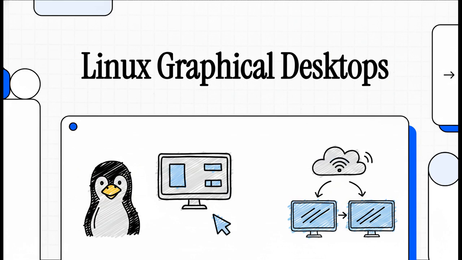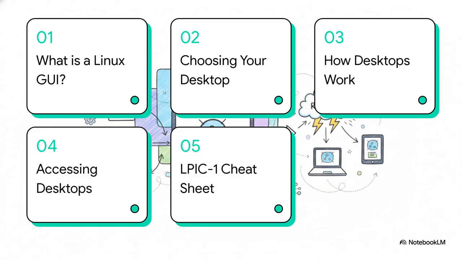So today, we are going to decode the entire Linux graphical stack, from the shiny desktop you see all the way to the remote protocols you'll be using out in the field. So here's our game plan. First, we'll nail down what a GUI even is. Then, we're going to look at the big players, the major desktop environments, so you can pick the right one for any situation. After that, we dive under the hood into the engine that runs it all, the X Windows system. Then, we'll get into remote access, and finally, we'll wrap it all up with a rapid-fire cheat sheet to make sure you crush those exam questions.